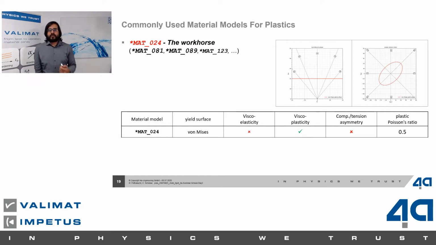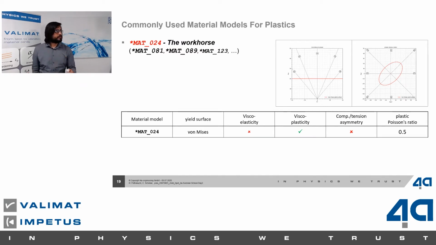So what is a MAT24 material model, for our users who are new to LS-DYNA? MAT24 is called in the LS-DYNA circles the workhorse material model. It is the most commonly used elastic viscoplastic material model based on a von Mises yield surface. So naturally, because it's based on a von Mises yield surface, compression-tension asymmetry is not supported. We do not have the option of defining any sort of viscoelasticity.